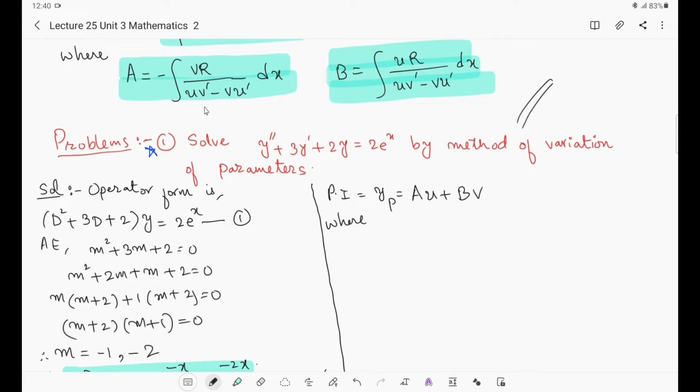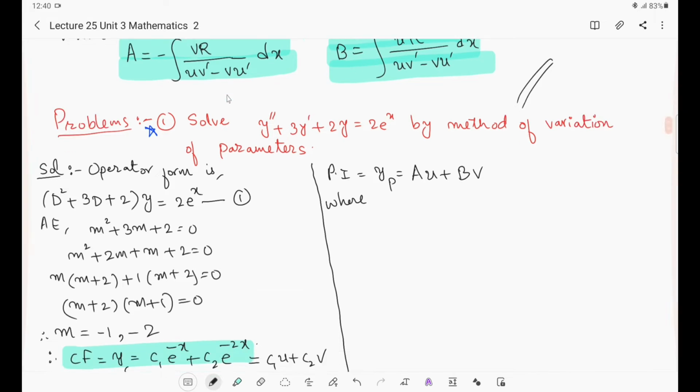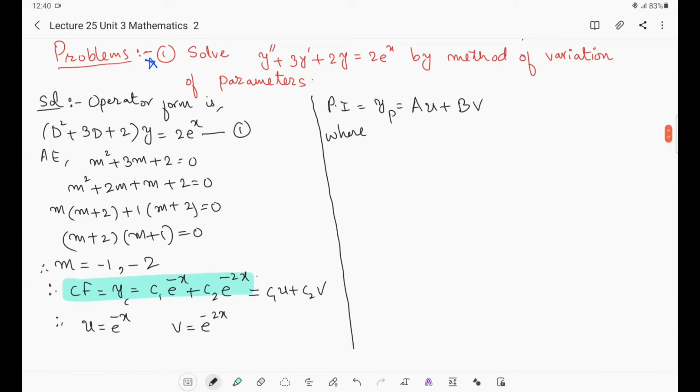For evaluating those a and b, we have u v dash minus v u dash in a and b also. So we are going to evaluate this u v dash minus v u dash first. For that we need u dash, which is the derivative of u with respect to x, right. So the derivative of e power minus x is minus e power minus x, and v dash is the derivative of e power minus 2x, which will be minus 2 into e power minus 2x, right. We got u dash, we got v dash.